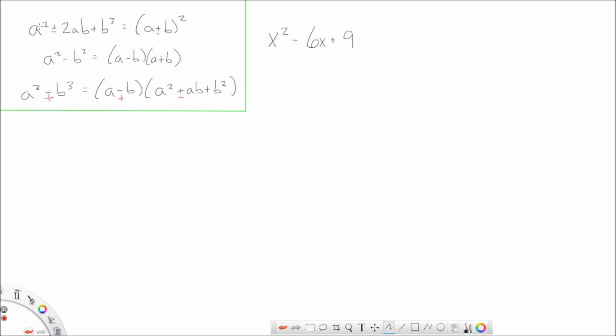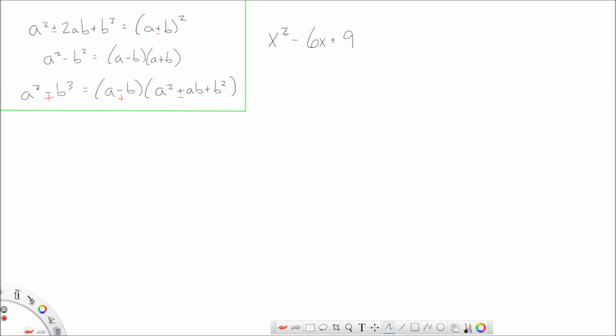The only special product we have with three terms on the left is these first two. So we have to see if it matches a squared minus 2ab plus b squared. The first thing I would check is if the first term and the last term are perfect squares, just like we did for the last example.